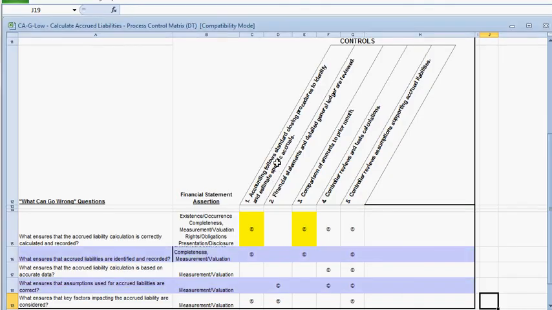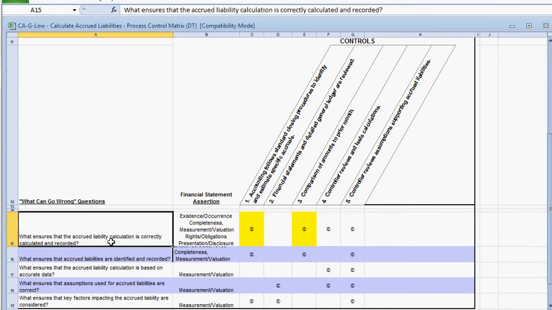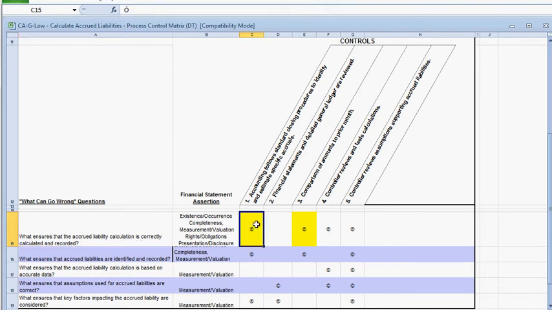Next is the controls for calculating accrued liabilities. The reason I want to point this out is this happens a lot: what ensures that the accrued liability calculation is correctly calculated and recorded? The control for that is that accounting follows a standard closing procedure to identify and estimate specific accruals, and compares them to the amounts of the prior month. And that's what a lot of times I haven't seen followed, where it's not then compared to what was seen in the prior month itself.